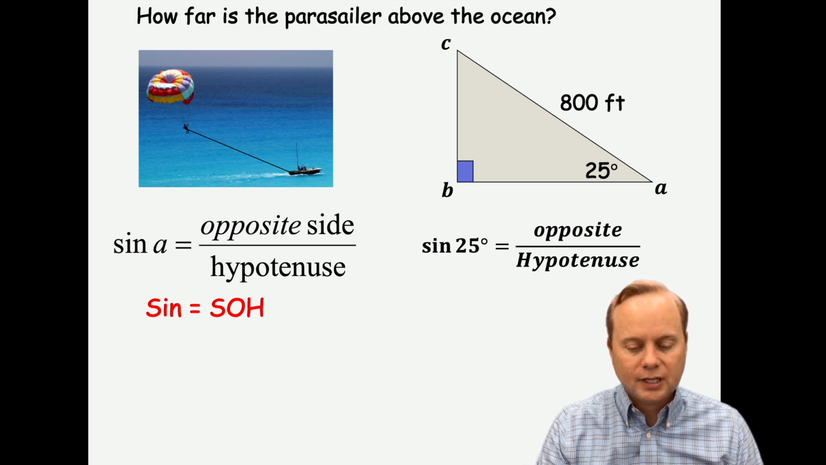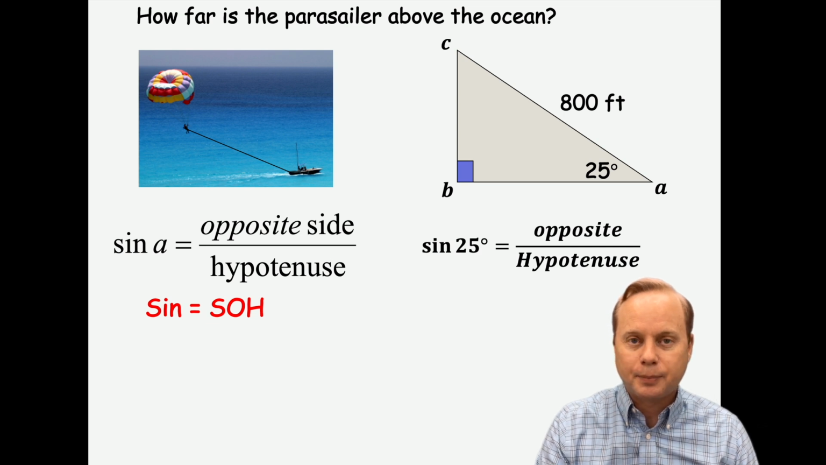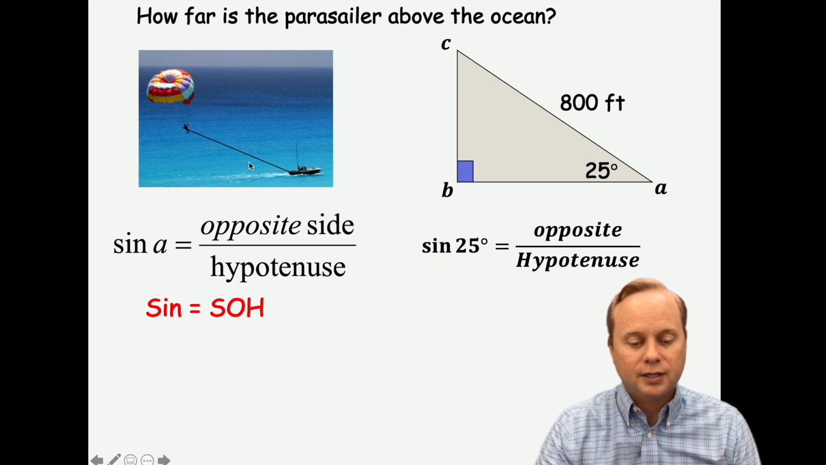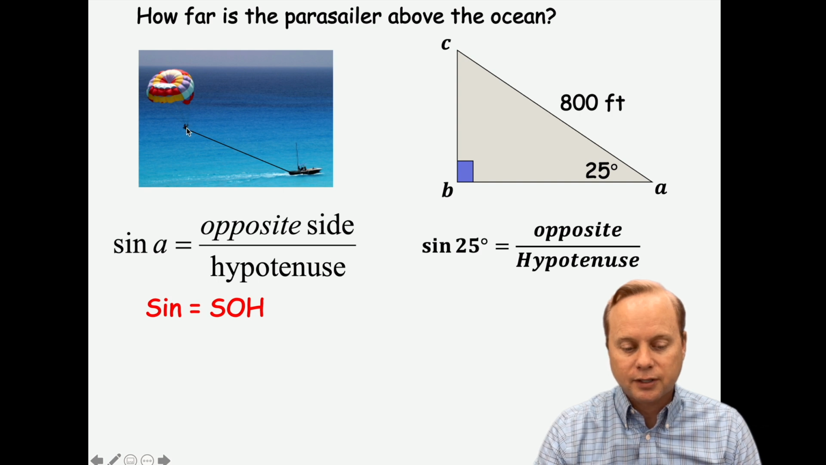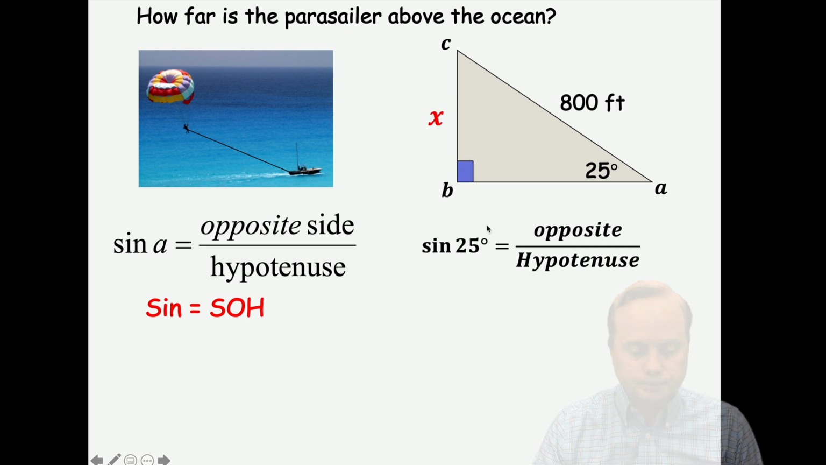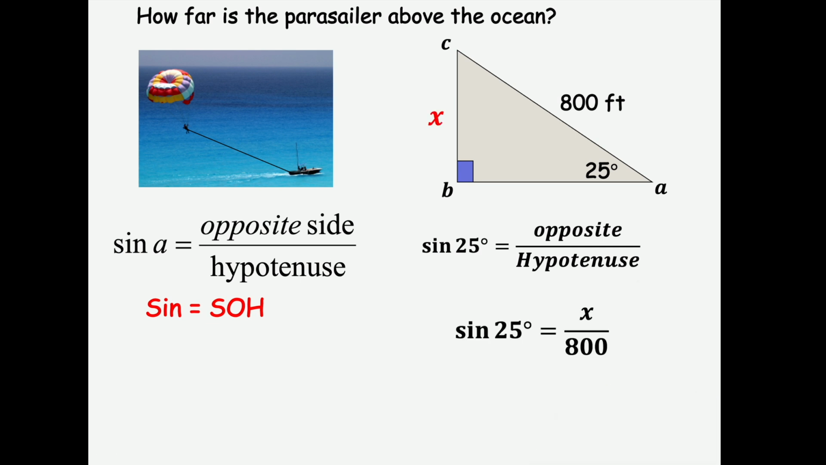So I'm going to go sine 25 is equal to the opposite divided by the hypotenuse. And hypotenuse in this case would be the rope, right? I mean, this is my hypotenuse. This is my longest side. And then the opposite side here would be the distance from me to the ocean. All right, so that would be my x. All right, so sine 25 is equal to x divided by 800.